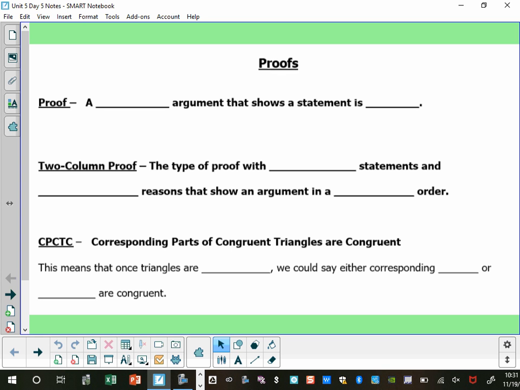Okay, so remember back in the day, like two units ago, when I gave you guys an algebraic proof, and it was like 2x plus something equals this, and you solved it, right? Each time you solved it, you wrote what step you did. You guys remember that? Okay, good. So that's what we're doing now.